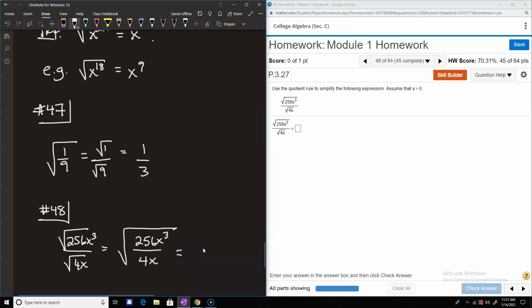And x cubed over x is x squared. So we're actually just taking the square root of 64x squared. And we know the square root of 64 is 8, and the square root of x squared is x. So this is just 8x. That's our final answer here.